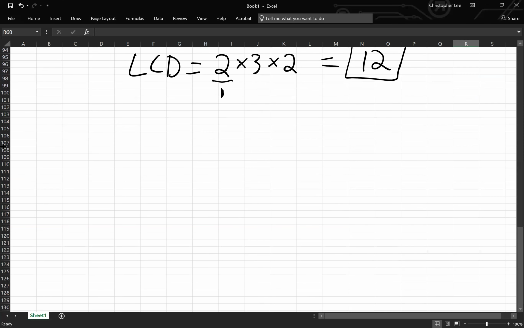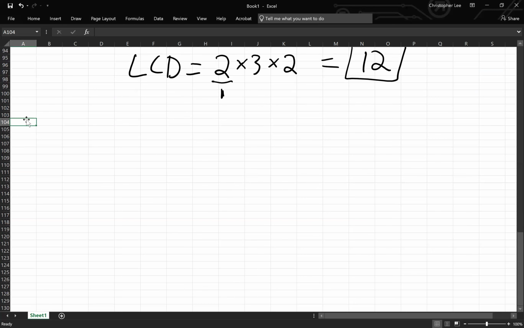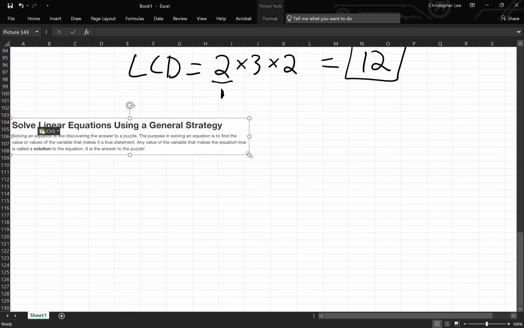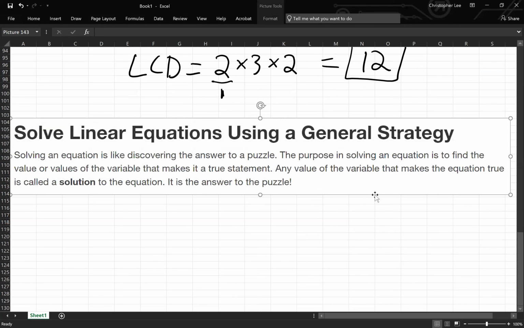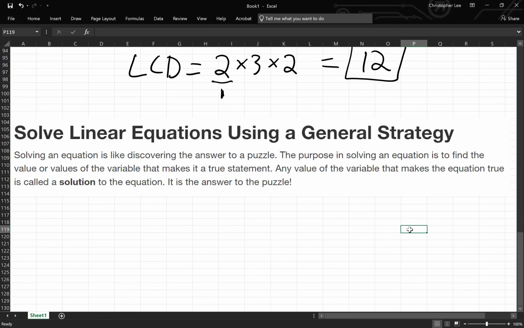All right, let's take a look at what we're gonna get into now. So we want to solve linear equations using a general strategy. Solving an equation is like discovering the answer to a puzzle. The purpose in solving an equation is to find the value or values of the variable that makes it a true statement. Any value of the variable that makes the equation true is called a solution to the equation, right? It is the answer to the puzzle, right?